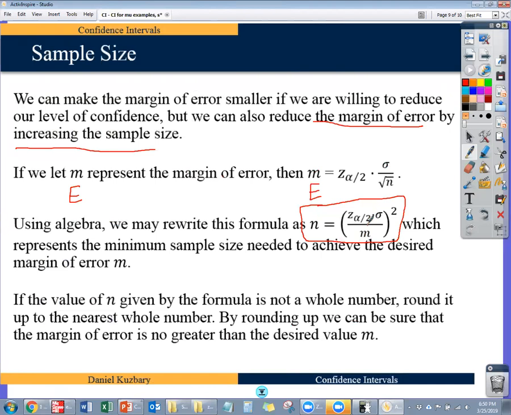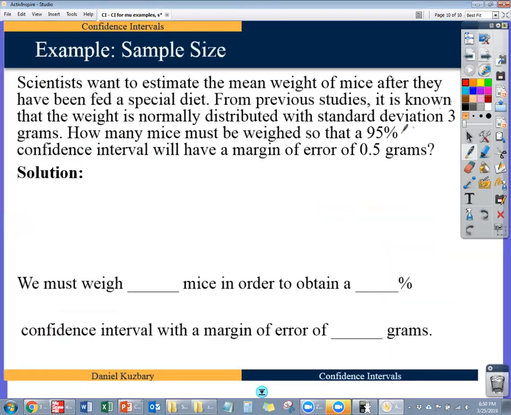So if I want a margin of error of, say, 2, then I'll put 2 in here, put in my standard deviation and the critical value, and it'll tell me how big of a sample I need to have a margin of error of 2. And that's how this formula is used. So let's do one of these really quickly.